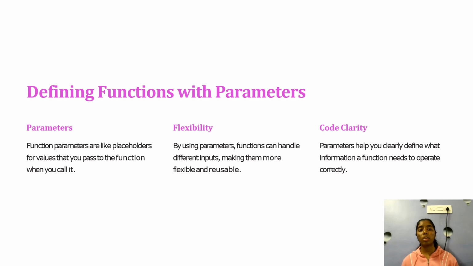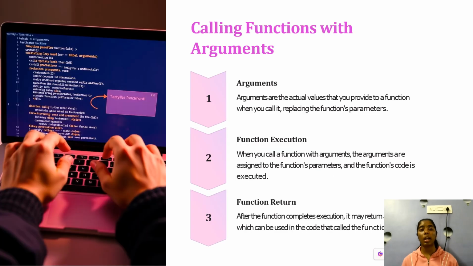Now, how to define functions with parameters. Function parameters are like placeholders for values that you pass to the function when you call it. About flexibility: by using parameters, functions can handle different inputs, making them more flexible and reusable. About code clarity: parameters help you clearly define what information a function needs to operate correctly.